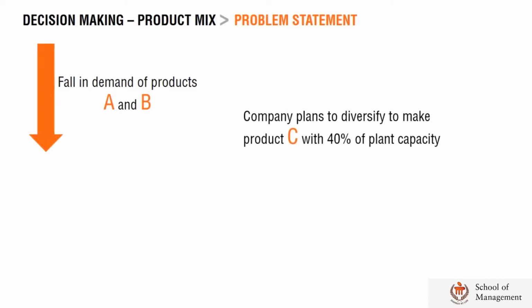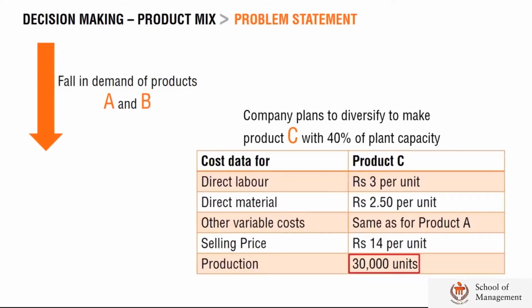Due to fall in demand of products A and B, the company has plans to diversify and make product C using 40% of the capacity. And we are told that with the 40% capacity utilization of C, we can produce 30,000 units of that product at 14 rupees sale price per unit. And the cost figures have been given to us with which we can work out the profits that we get if we produce and sell product C.